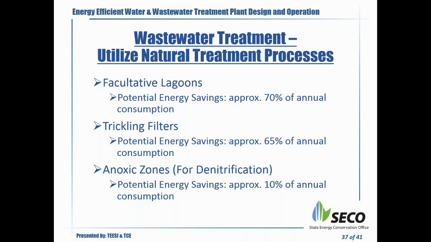Typically, trickling filters were utilized in the 1950s and 1960s, and they were utilized when the BOD had to be below 30 milligrams per liter. But now with today's technology and process design, they can really get a lot better than that.